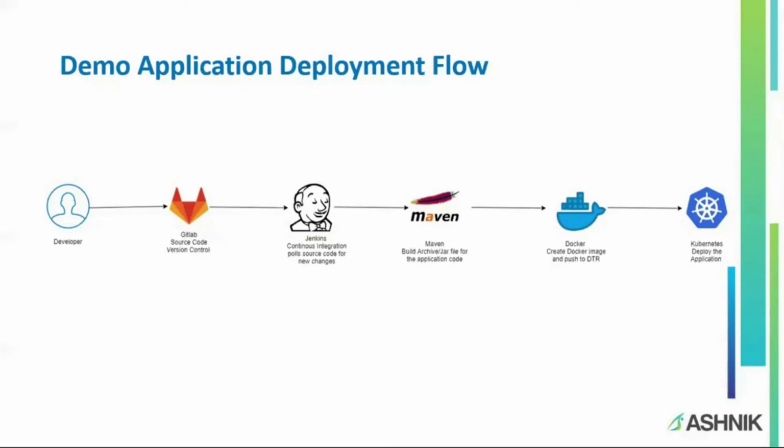Once the image is built and pushed to the DTR, an orchestrator is used to deploy the application. So over here we have Kubernetes for the deployment orchestration. So let me show you an application.